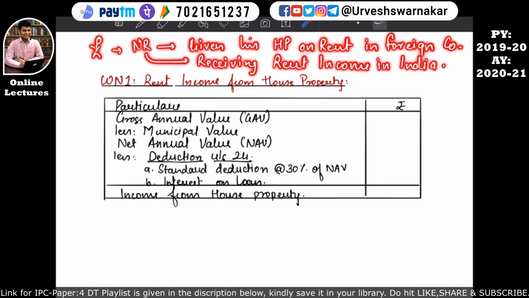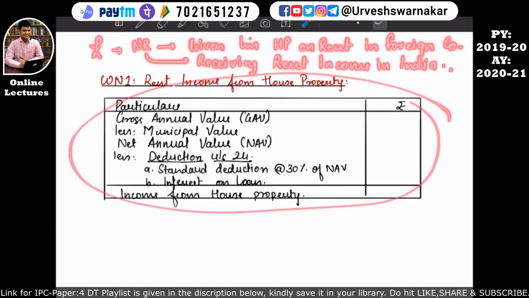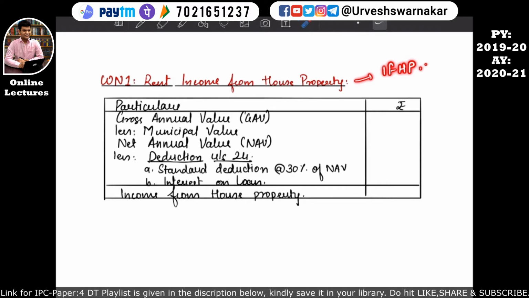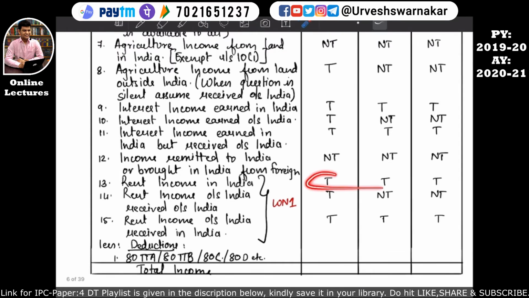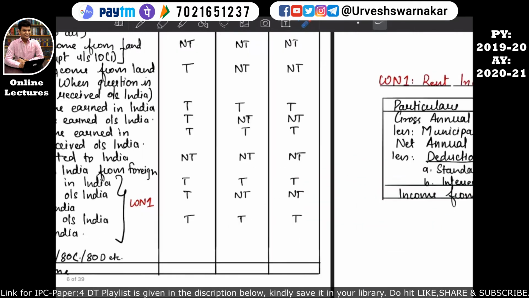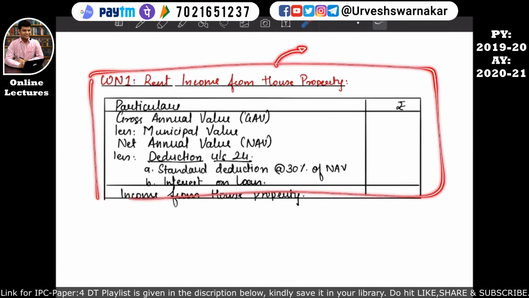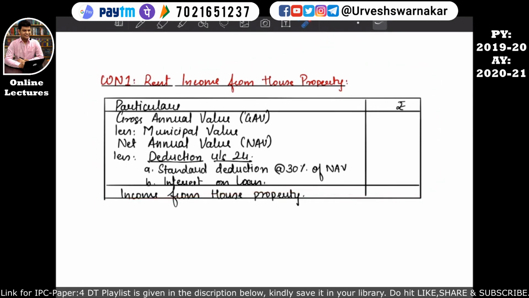So how will it be calculated? It will be calculated in the normal manner in which income from house property is calculated, that is, gross annual value, which will be further reduced by the municipal value, and then we will find the net annual value. Then we will reduce the deduction under section 24(a) as well as 24(b), and then we will find the income from house property. Whatever income from house property we derive over here, we will take it over here in our final calculations. I hope this is quite clear to you. Don't worry, you will anyway understand this after studying the income from house property chapter. I hope this is quite clear.